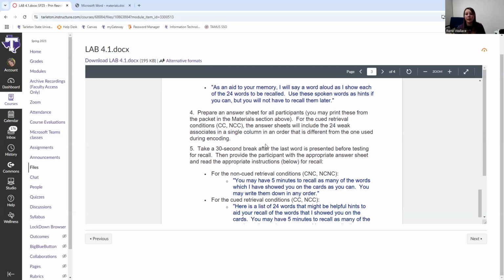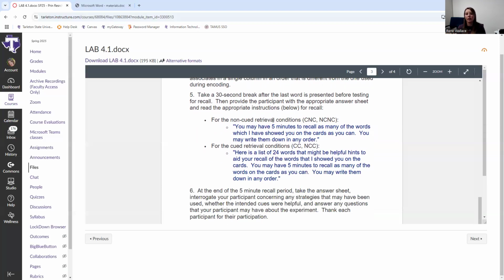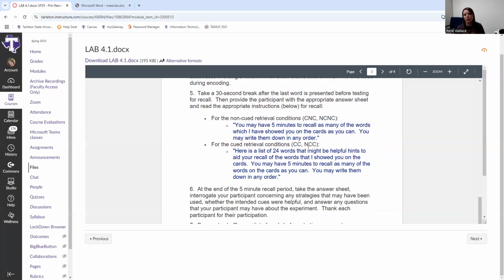Give them a 30-second break. So you show them the last index card, the 24th word. Give them a 30-second break, and then just give them the answer sheet, and then read the instructions here, depending on if they're in the CNC, NCNC, CC, or NCC condition.